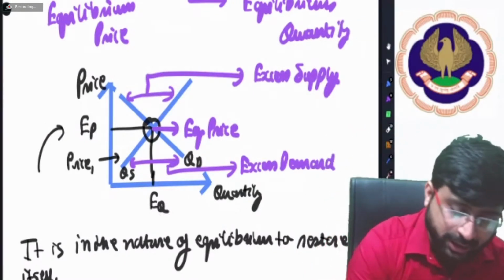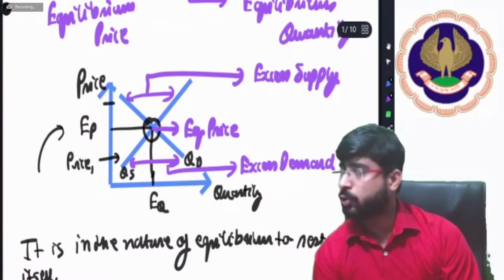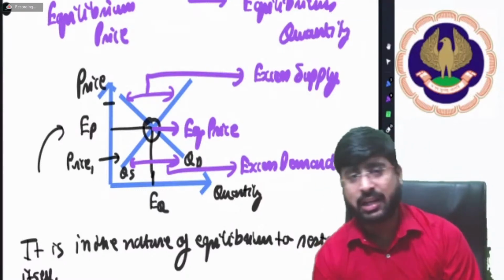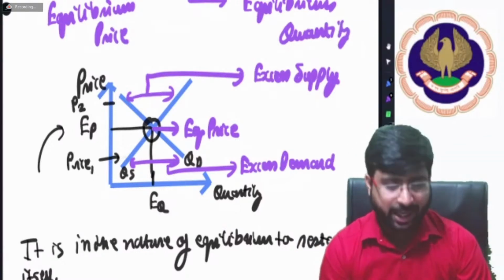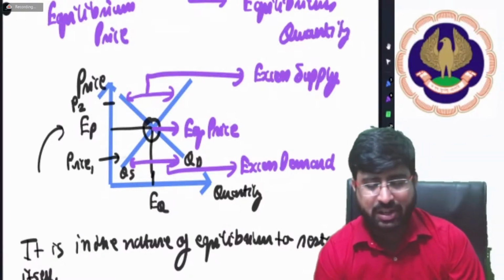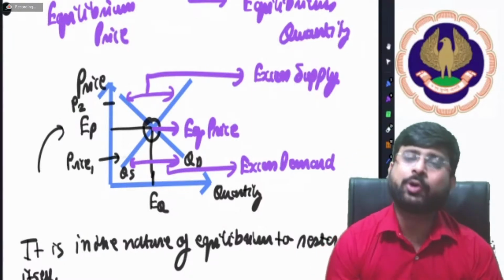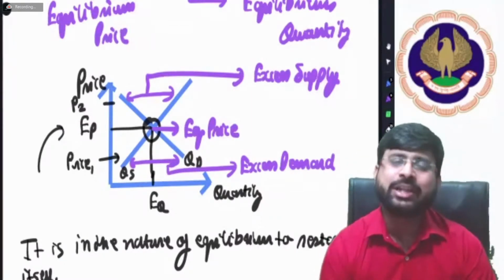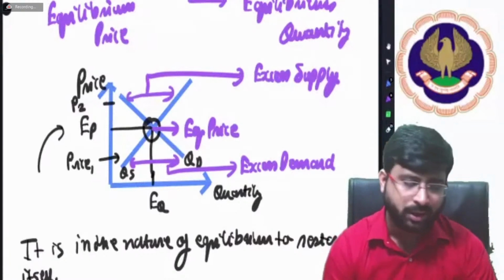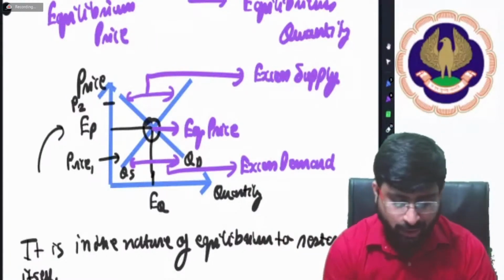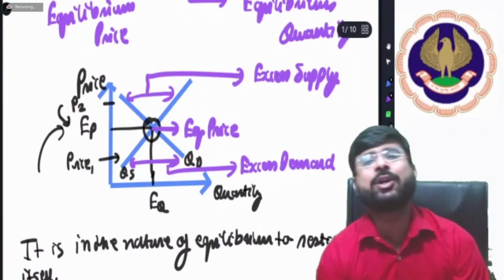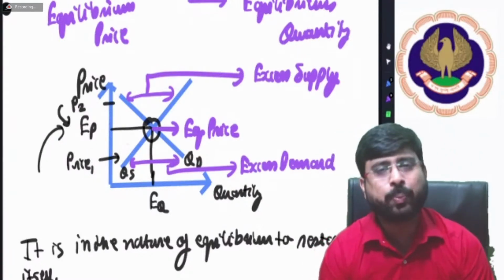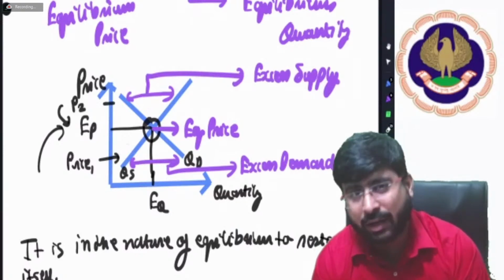Now suppose there is another producer who says, no, I will charge higher than the equilibrium price. Price P2. At price P2, in the economy, there will be excess supply because consumers won't be ready to buy. In order to sell off this excess supply, the producers will again have to reduce the price. So you see, equilibrium will always restore itself. I hope and I'm sure you have understood this.